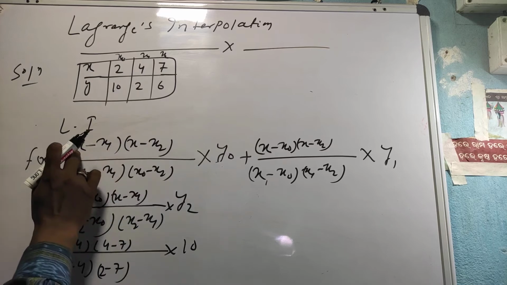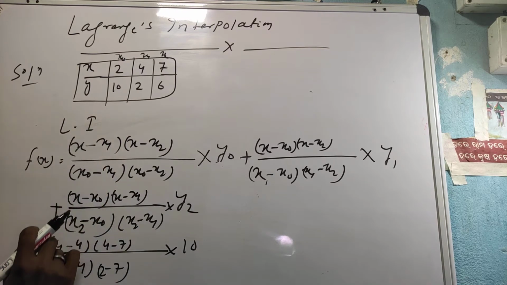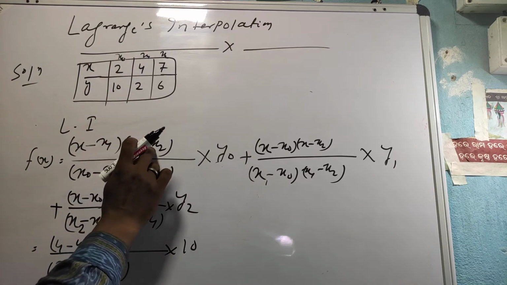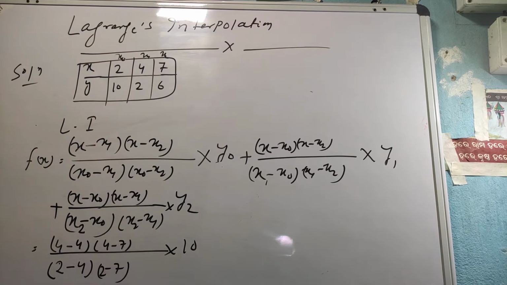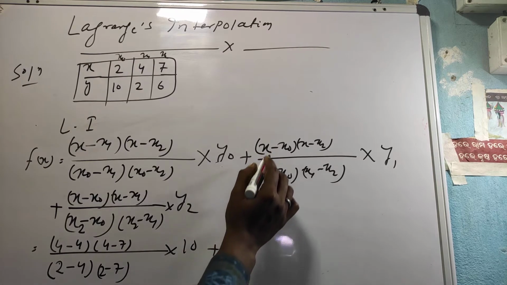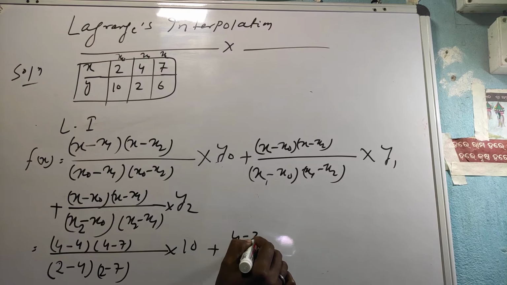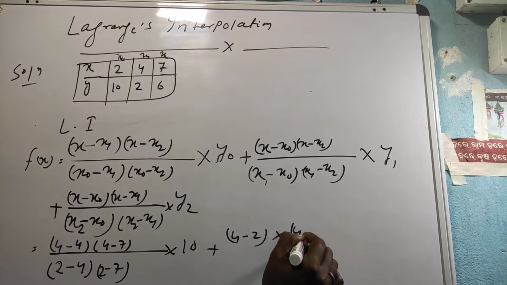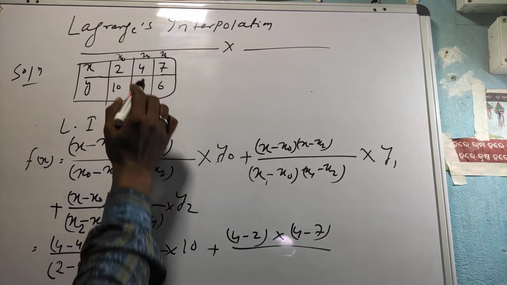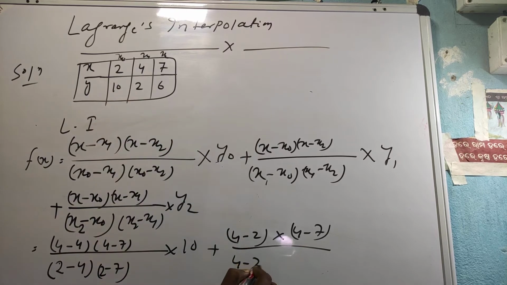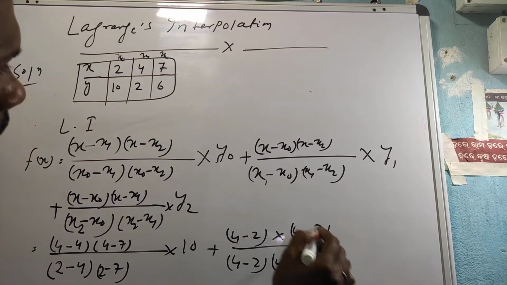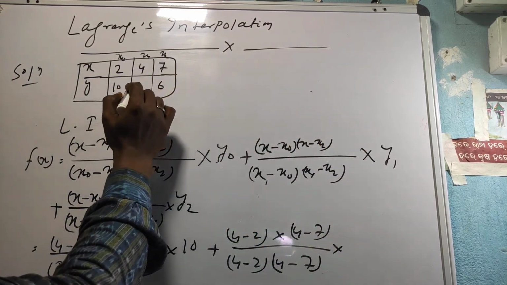This is the first term. The x value to find is 4, and the x1 value is 4. Then the x2 value is 7, you can put this, into 10, plus. Now for the second term, x is 4, x0 is 2, so 4 minus 2 into 4 minus x2, which is 7, divided by x1 which is 4, 4 minus 2, x0 is 2, x1 is 4, minus x2 value is 7. And what is y1? y1 is 2.